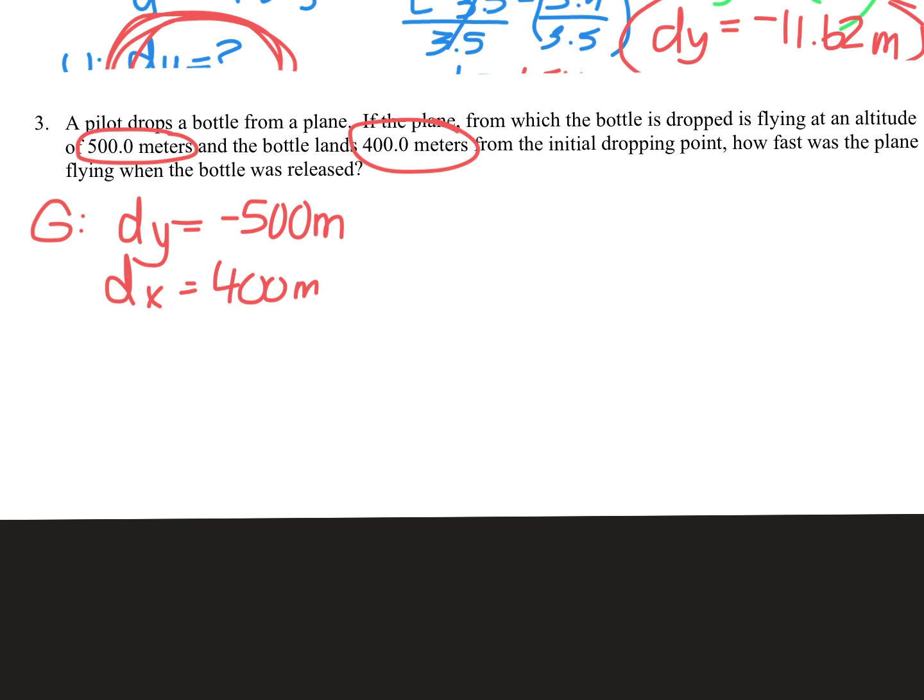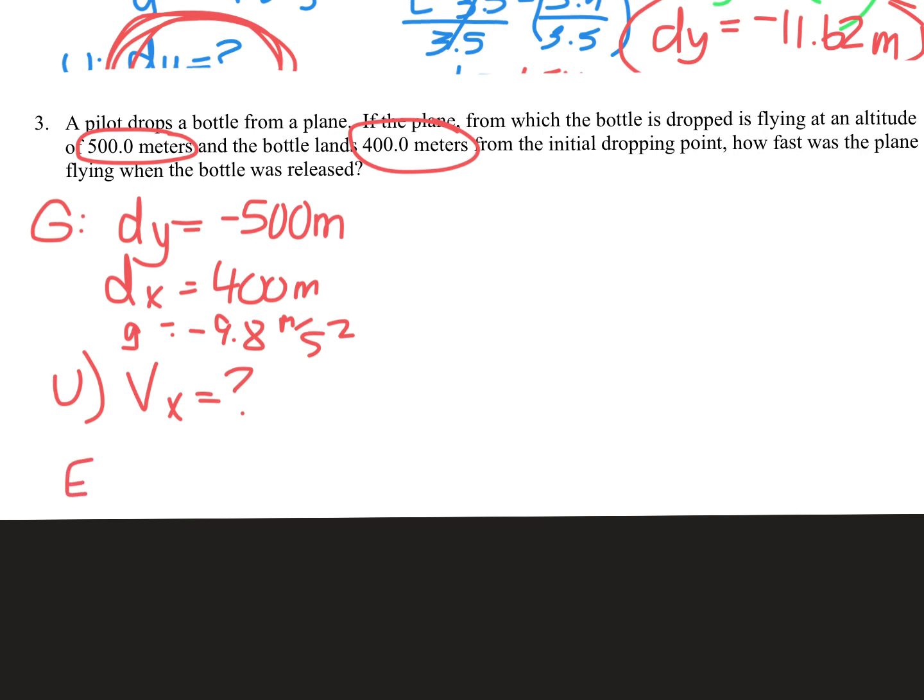We want to know how fast was the plane flying when the bottle was released. So how fast means that we're looking for how fast the plane is moving in the x direction. Again, we have to read to understand and then manipulate our data to plug into our equations. Don't forget, if anything is falling, we remember that gravitational acceleration on Earth is negative 9.8 meters per second squared.